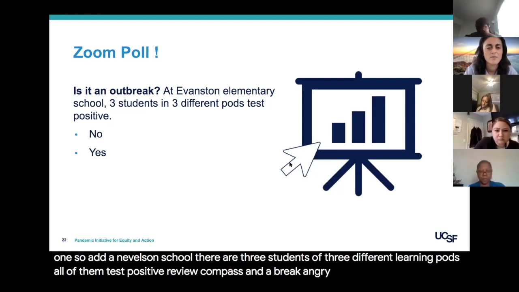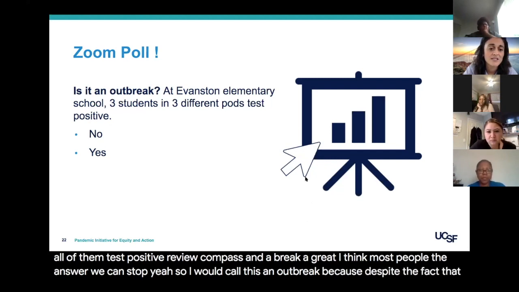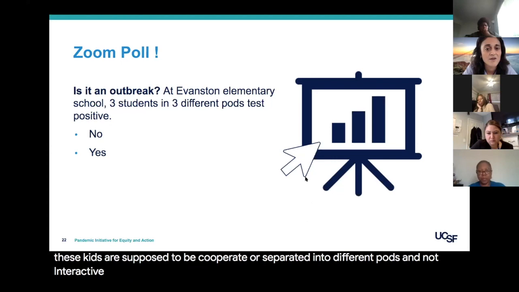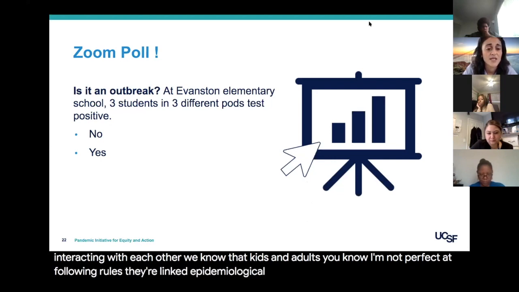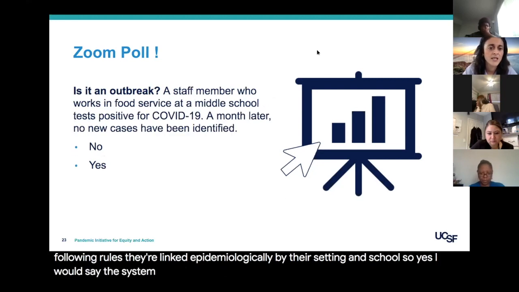Okay, great. I think most people have answered. We can stop. Yes, so I would call this an outbreak because despite the fact that these kids are supposed to be cohorted or separated into different pods and not interacting with each other, we know that kids and adults are not perfect at following rules. They're linked epidemiologically by their setting and the school. So yes, I would say this is an outbreak. Okay. Next. All right, I think this is our last one.